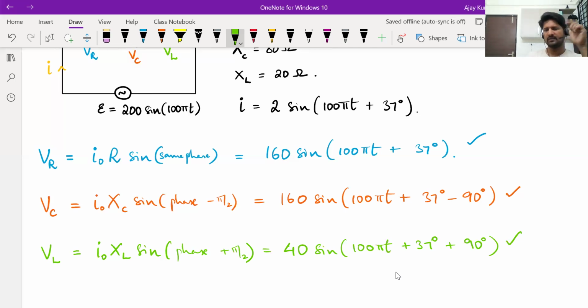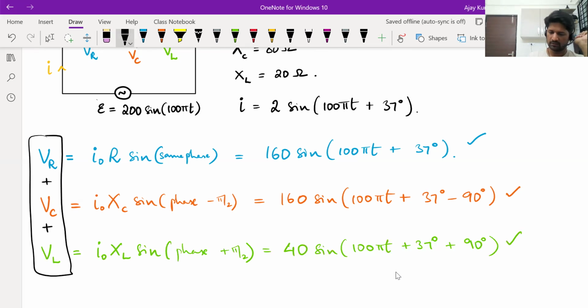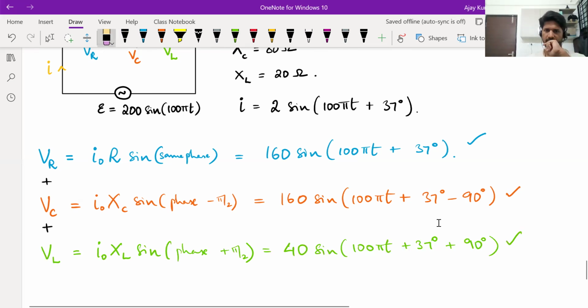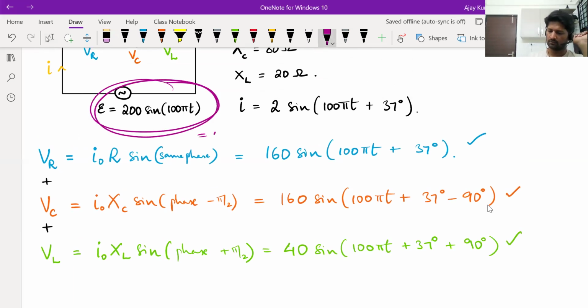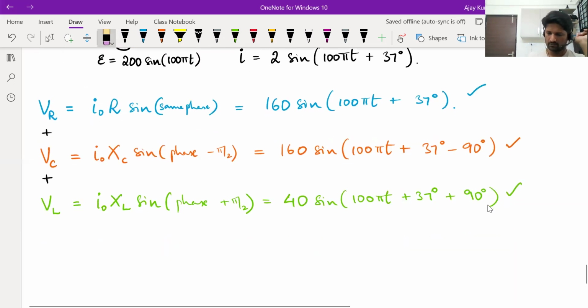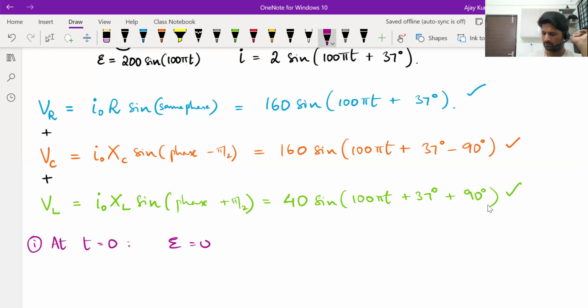Okay. Let us check if the algebraic sum of these three at a particular instant is equal to the applied EMF or not. It should be. Let's take t equal to 0 itself. If you put t as 0, first you can observe that the applied EMF becomes 0 at t equal to 0 because sine 0 is 0. So I'm just checking if E is equal to VR plus VC plus VL or not. First case, randomly I took the time as 0. At t equal to 0 seconds, EMF becomes 0.